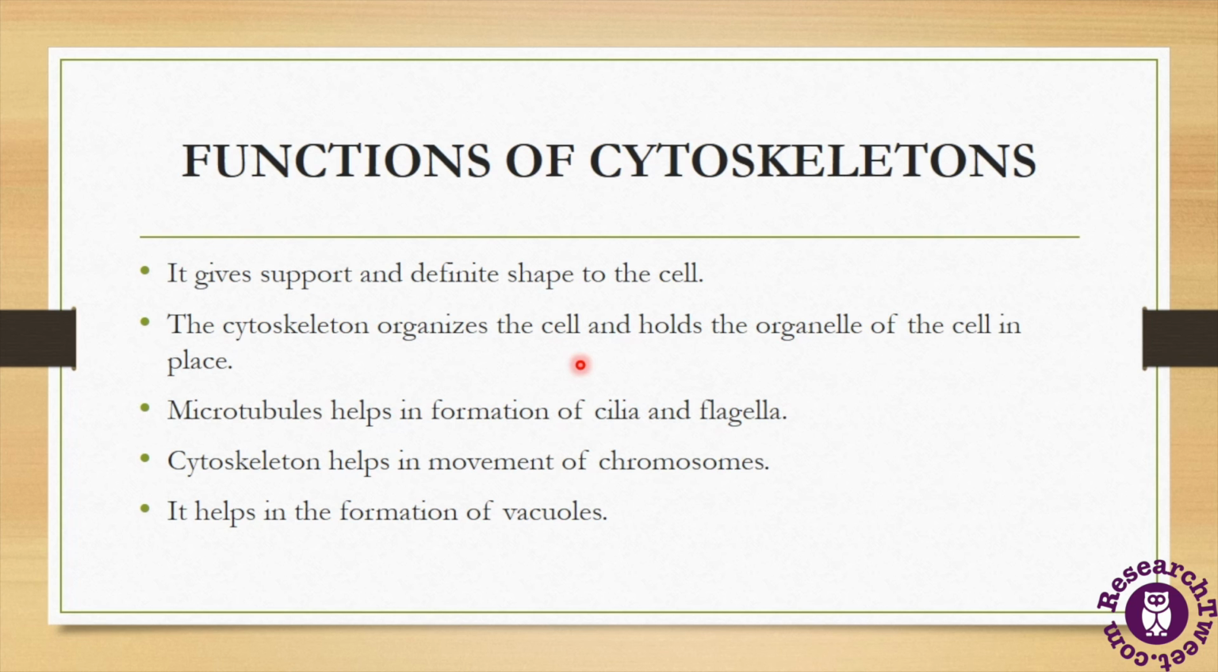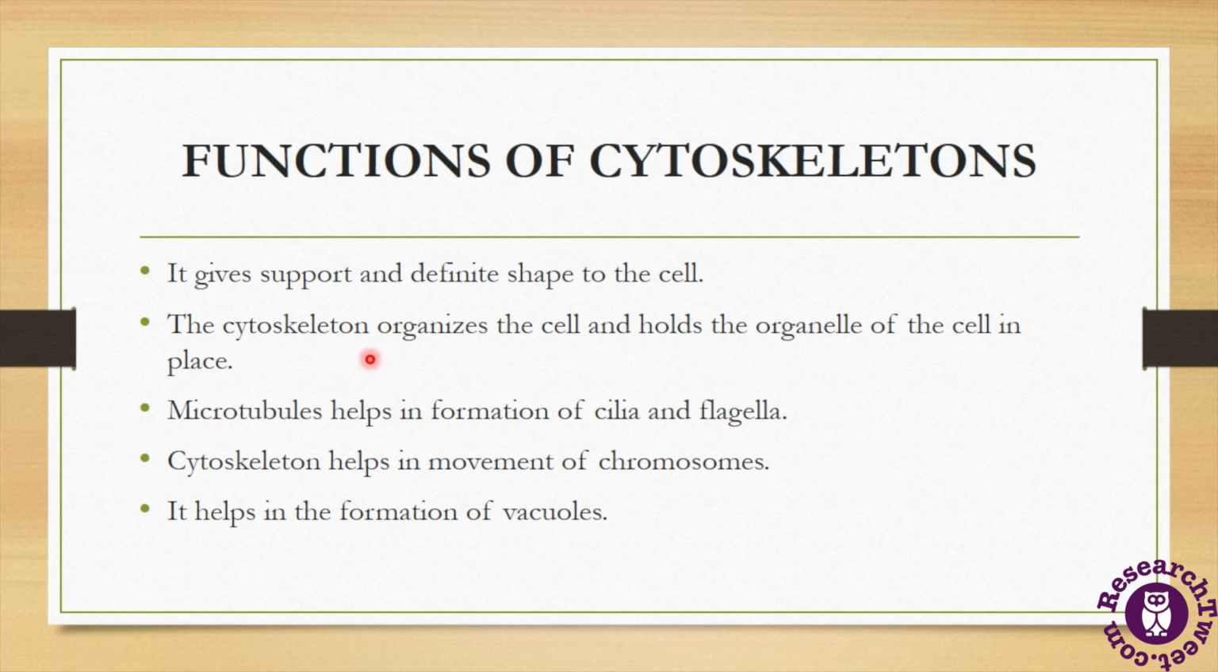The major important function is that the cytoskeleton helps to provide support and a definite shape to the cell. As the name indicates, these elements act as a skeleton for the cytoplasm or the cell. That's why they play a very important role in supporting and providing shape to the cell. The cytoskeleton also organizes the cell and holds the organelles in place, because as we have seen in the earlier slide and in the diagram, they form an all-over filamentous network in the cell. So they help to hold a particular organelle in a particular place.